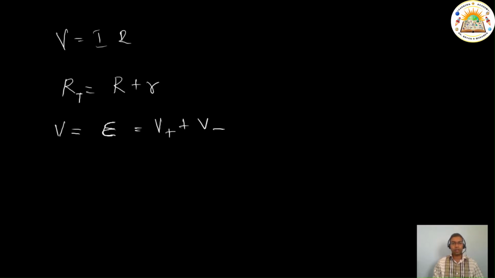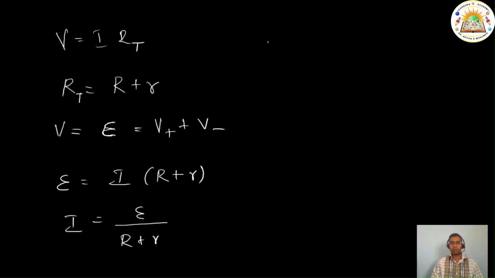Now let us go ahead and substitute. We are not going to write V plus and V minus, we are simply going to write E or epsilon equals I of capital R plus small r, if I've taken this as the total resistance. So current is going to be nothing but E by R plus r. The current is the EMF divided by the total resistance.